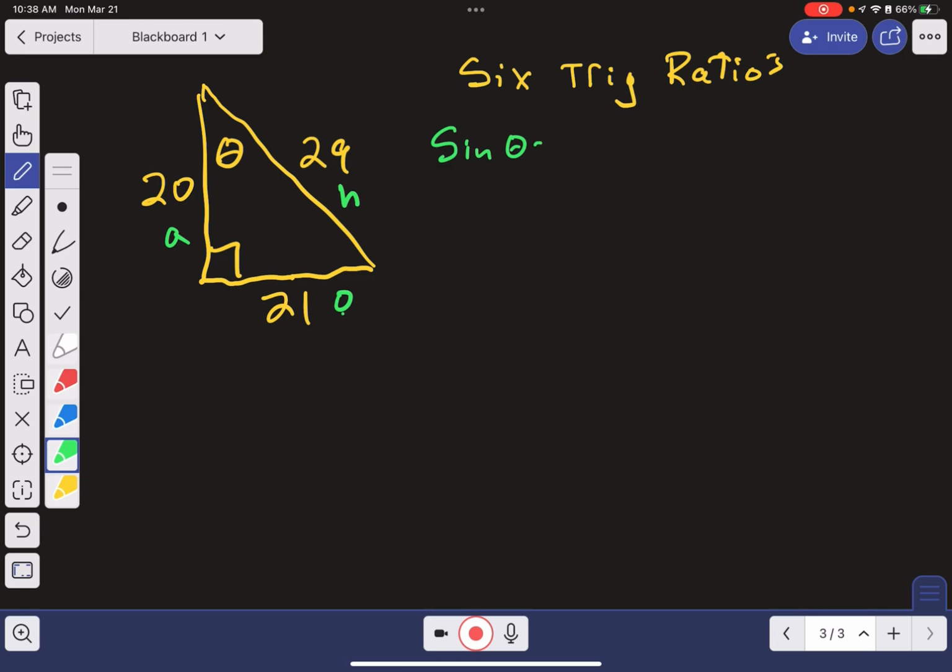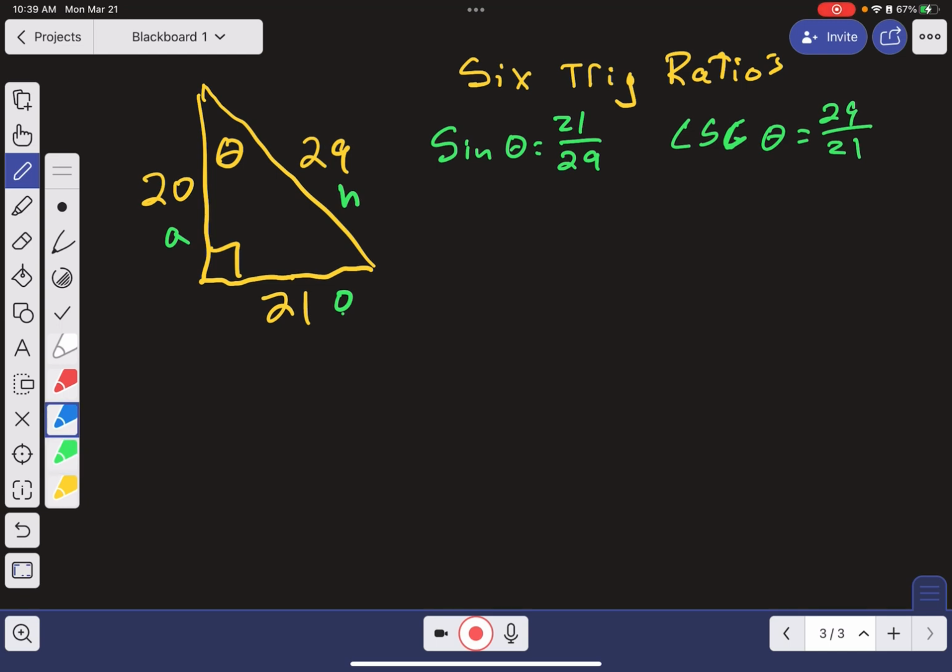Sine ratio. Sine is the length of the opposite side over the hypotenuse. Length of the opposite side is 21. Hypotenuse is 29. Now what I like to do, since I have to write all 6 of them, is go ahead and write the cosecant ratio as well. Cosecant is hypotenuse over opposite. So 29 over 21. So I've got those two done. S goes with C.